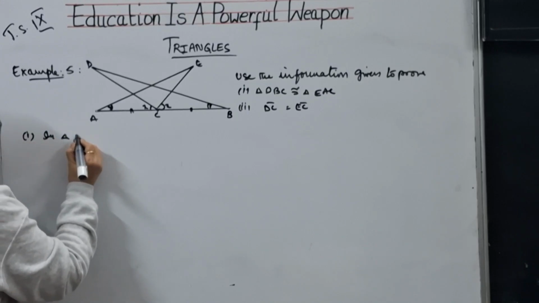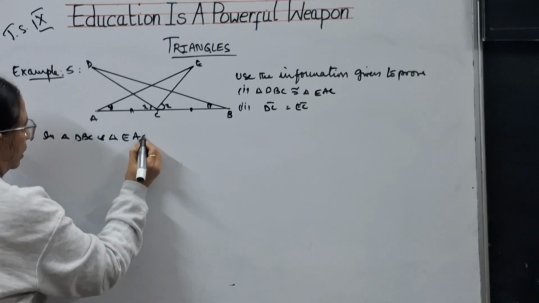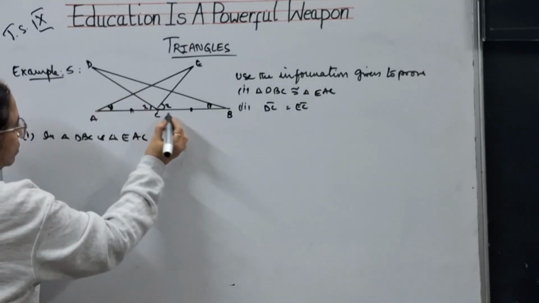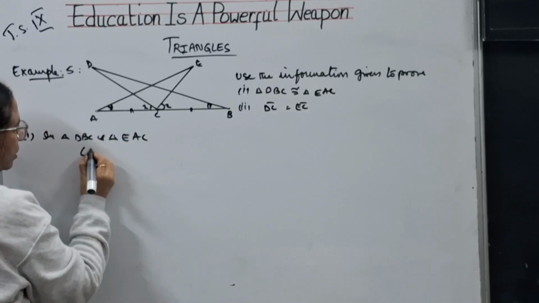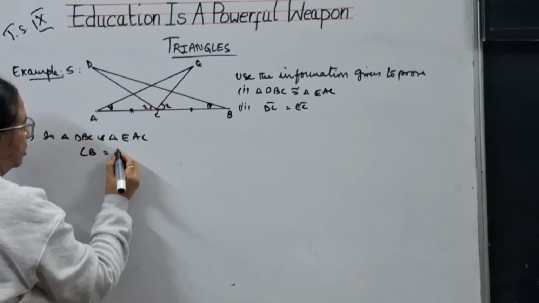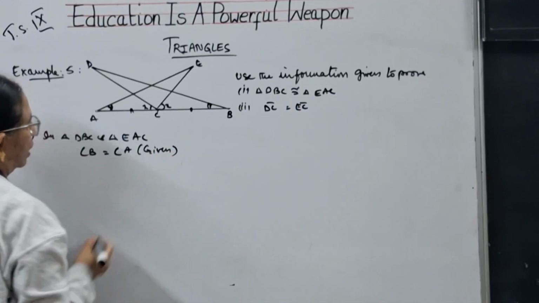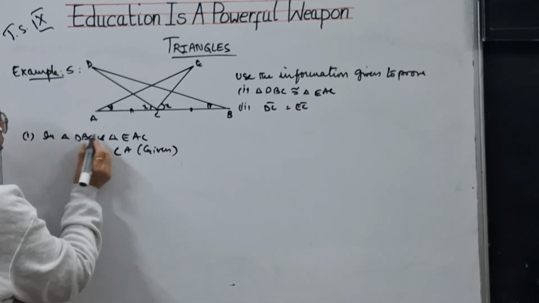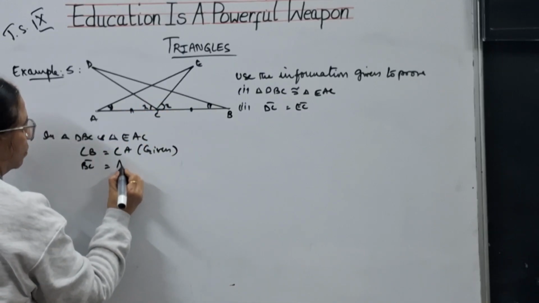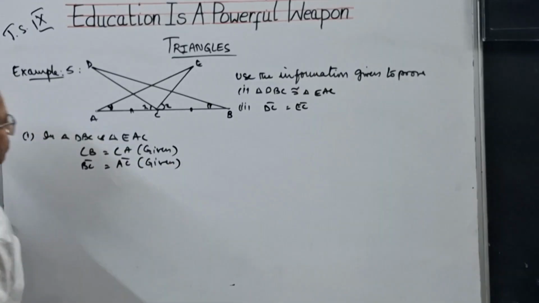In triangle DBC and triangle EAC, in these two triangles, angle B is equal to angle A. This is given to us. And what else they have given? BC is equal to AC. This is also given to us.